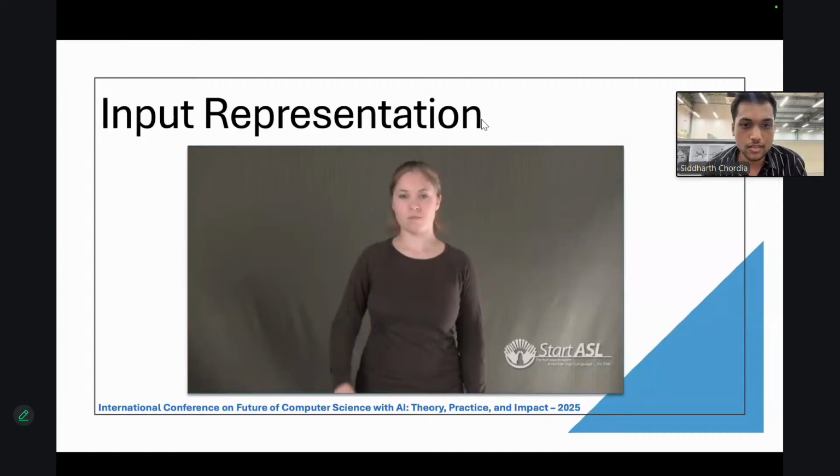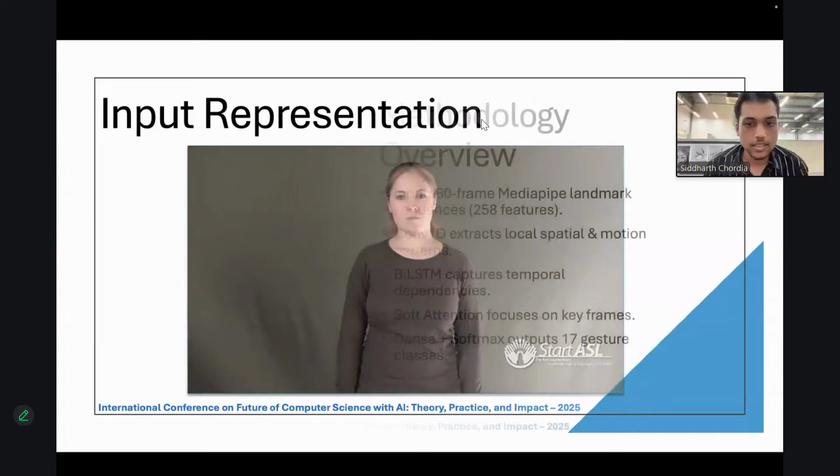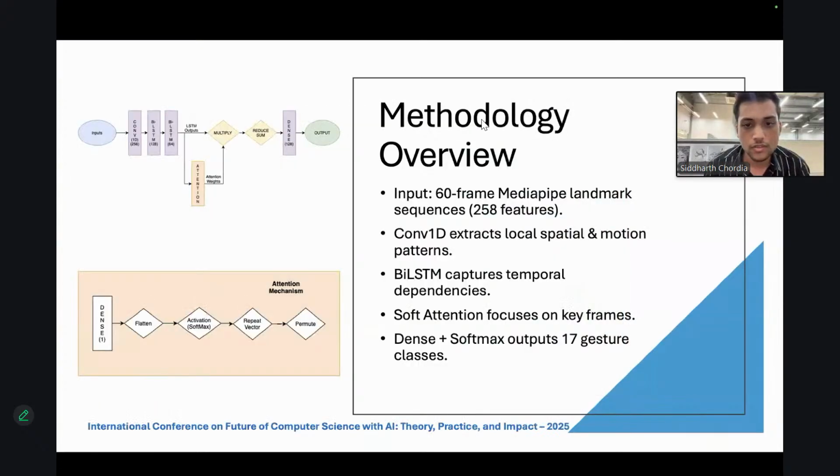Let's talk about the methodology. First, the input, which is a 60-frame sequence of MediaPipe landmarks, comes in and is passed to the convolutional layer for spatial pattern recognition. Then the bidirectional LSTM captures the changes over time, the temporal dependencies, and then it is passed to the attention mechanism and then to the dense layer for gesture prediction.